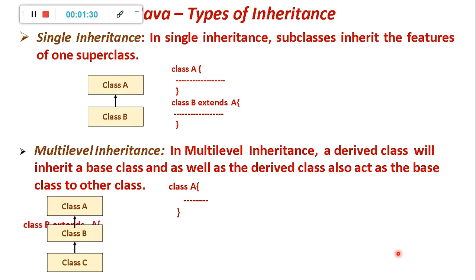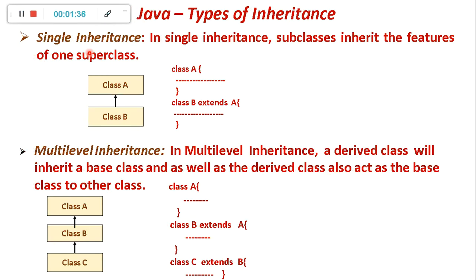First one is single inheritance. In single inheritance, a subclass inherits the features of one superclass. So here class B inherits the features of superclass A. One class will acquire the properties, attributes and methods of one superclass. So that is the single inheritance.